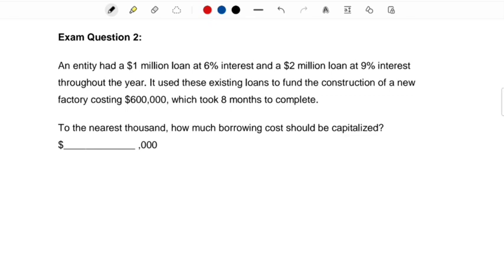To the nearest 1,000, how much borrowing cost should be capitalized? So we have to calculate borrowing cost here. Let's read the question slowly. An entity had a $1 million loan at a 6% interest. So this is one section of the loan information, and it also had a $2 million loan at a 9% interest. So it was having 2 loans at 2 different interest rates throughout the year.